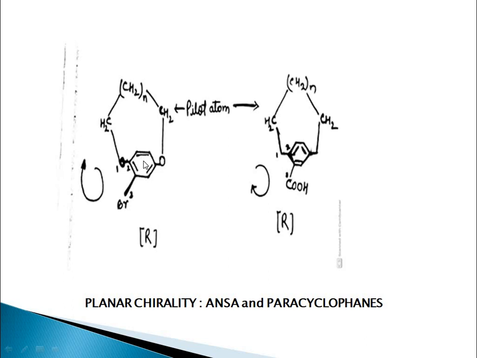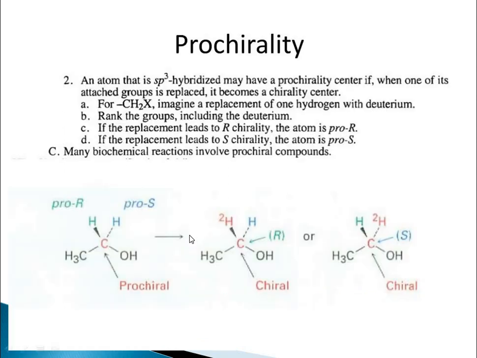Let's see this in another ansa compound. Here, this is the substituent, so the pilot atom will be selected from this direction. So this is the pilot atom, going from the pilot atom 1, 2, 3. This is again the R isomer. Coming to another term before we move on to our reactions, prochirality.